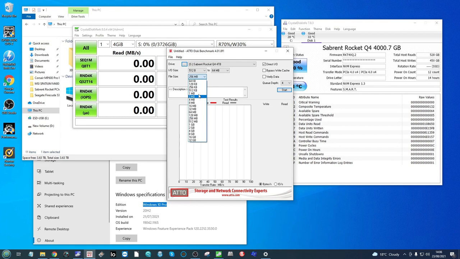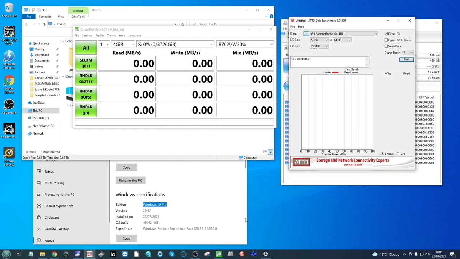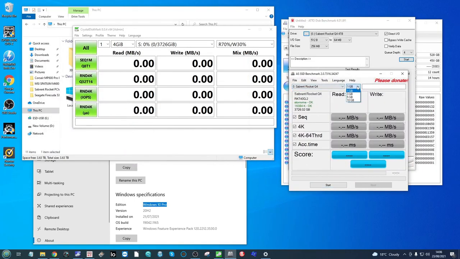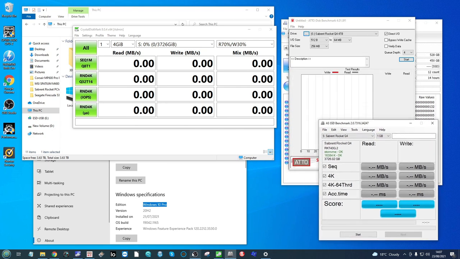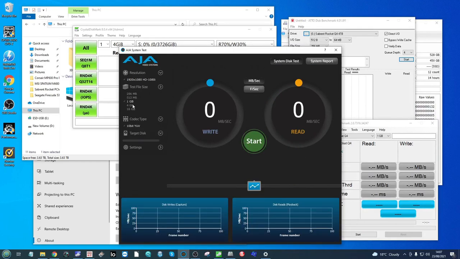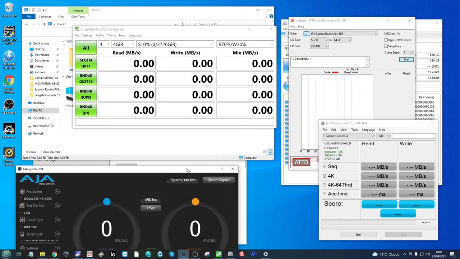And in Atto Disk Benchmark, again, using the Sabrent, we'll be running three different file sizes on that one. We'll also be using AS SSD there on screen. And in AS SSD, we will be running, again, a 1, a 3, and a 5 gigabyte test file. And finally, we will be taking advantage of AJA Video Disk Benchmark. And again, that will be a 1, a 4, and a 16 gigabyte test file, all of them on that Sabrent Rocket 4 Plus Q4 SSD, and three tests on AJA.